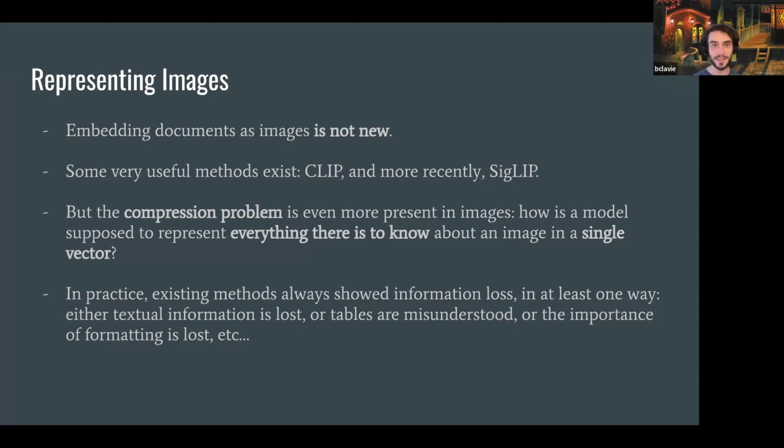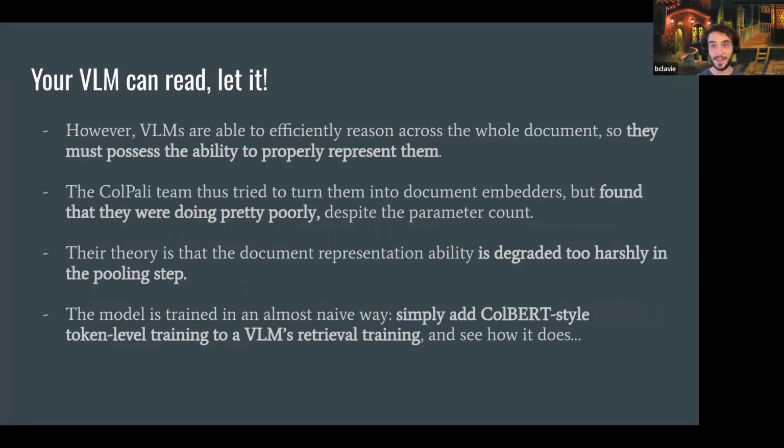So in practice, all the retrieval methods on documents showed strong information loss. And that's kind of sad, because vision language models can read. It's been shown that Sonnet 3.5, Haiku, GPT-4o, and Qwen2 VL are very good at reasoning across a document that you give them as an image. That means they can understand the content. What's sad is that if we try to use that understanding as an embedding, it doesn't work. It always does poorly. The ColPali team tried a lot of things and it always did poorly.